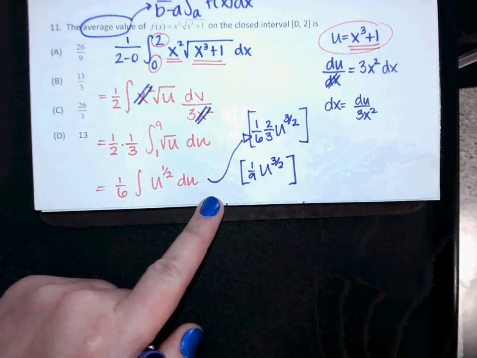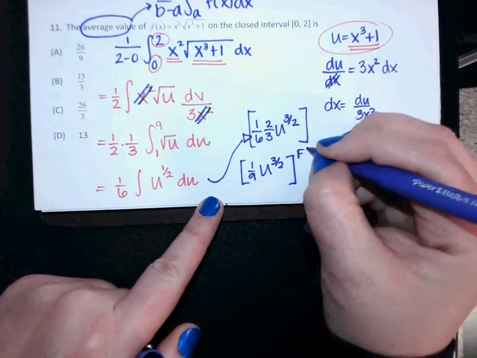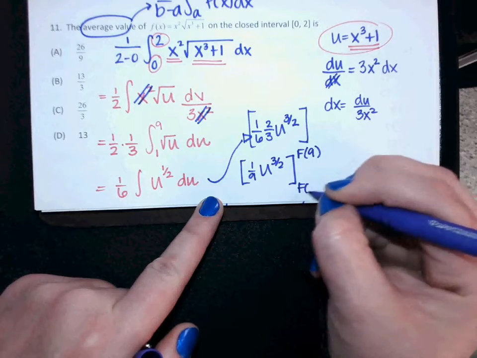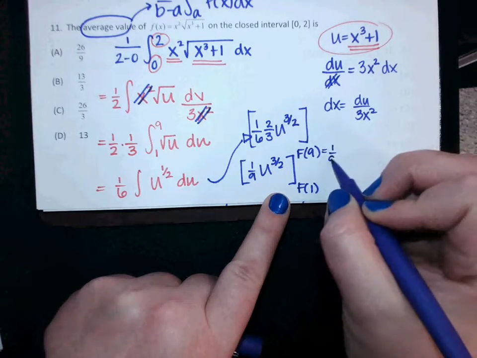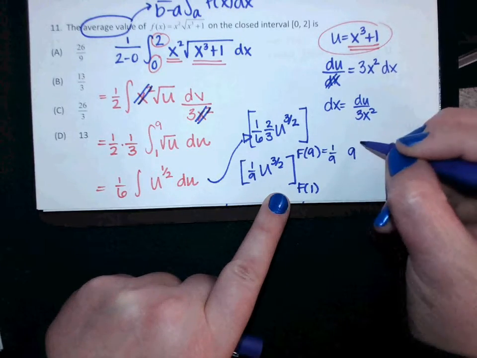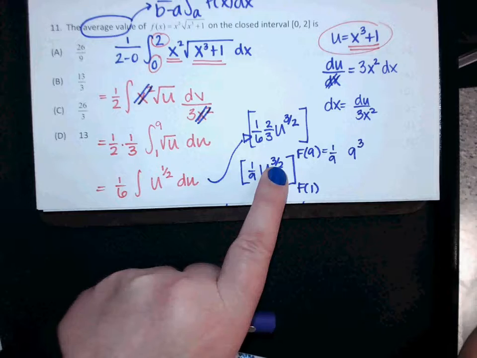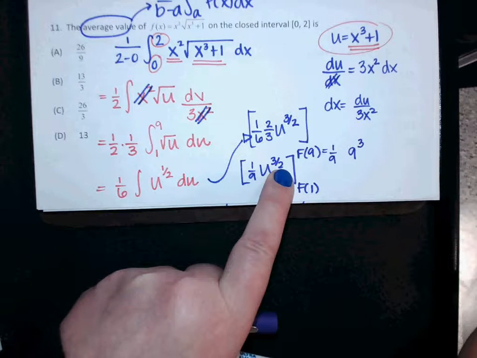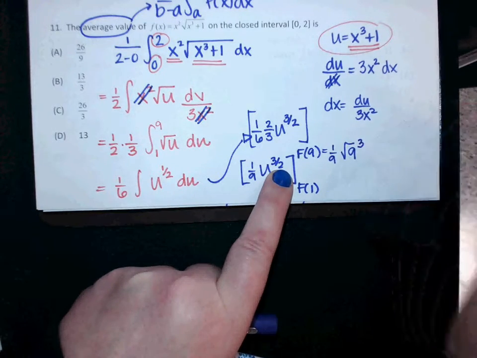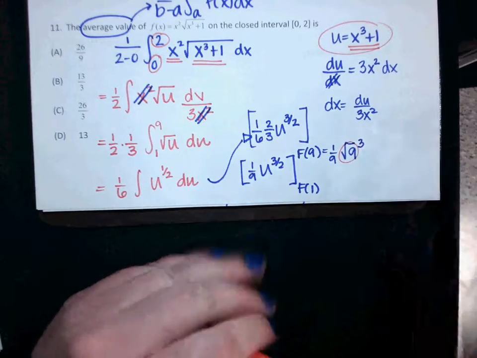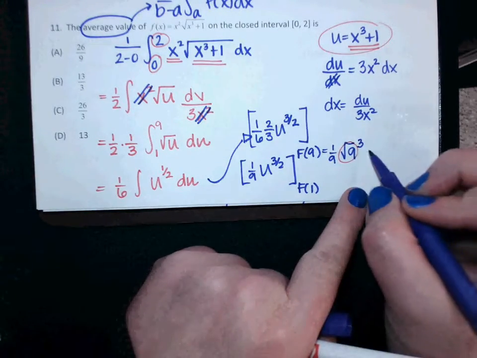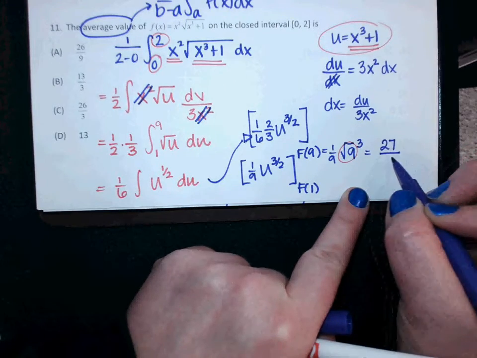Okay, then we're going to plug in capital F of 9 and capital F of 1. Capital F of 9 first is going to be 1/9 times 9 to the 3, because that's the top, and then remember the bottom is the type of root. So if it's a 2, that's a square root. What's the square root of 9 here? 3, and what's 3 cubed? Okay, so I want 27/9.